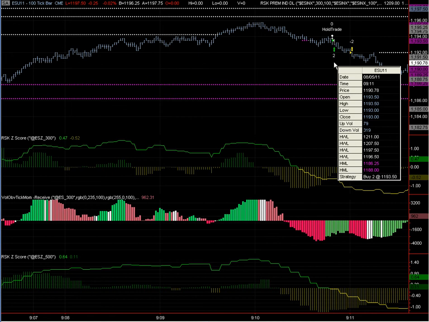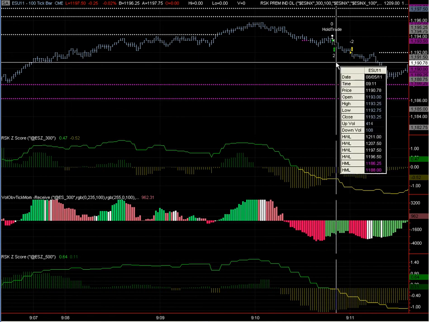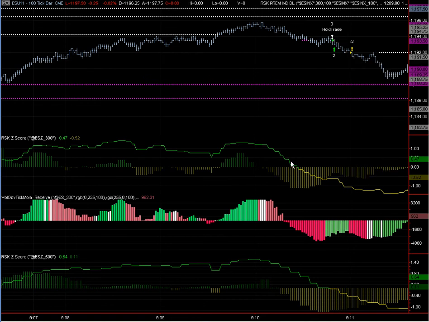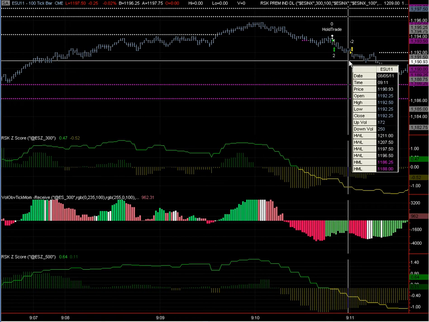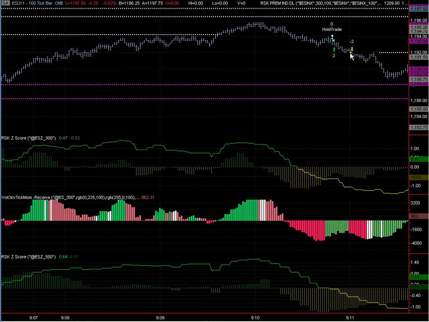We get a long trade because these volume bars are green, and they remain green even though the 300 z-score is falling. So we're not getting stopped out here. Instead, we get a short trade. So we've lost money on that. There's no question about that, but we've lost money.